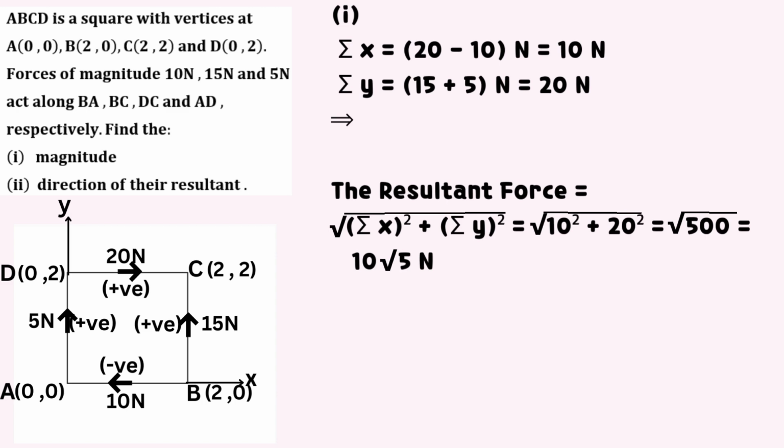Hence, the resultant force equals the square root of the sum of the square of total forces acting on the x-axis and the square of total forces acting on the y-axis, which equals the square root of 500. The final result is equal to the product of 10 and the square root of 5 in newtons, as shown on the screen.